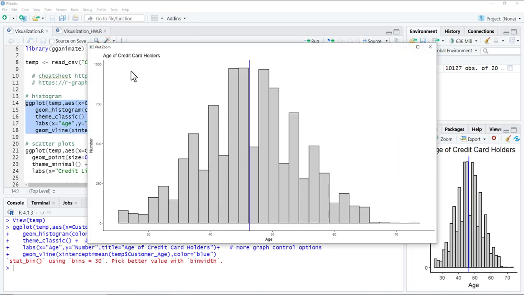And notice I've put in the title, the X and the Y axis, the line here. What does this tell us about the data set? Well, it says the credit card holders are somewhere from the 20-something-year-olds up to 70-something-year-olds. And most of our data set is people sort of in their mid-working life, so mid-30s to mid-50s. So this gives us an idea of the distribution of the data set.